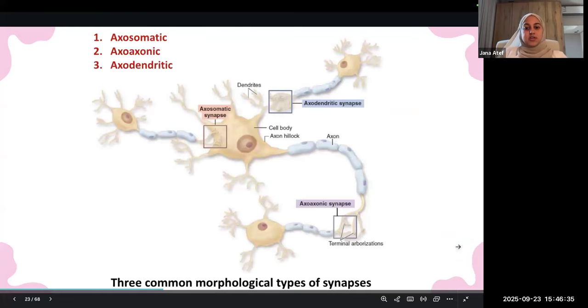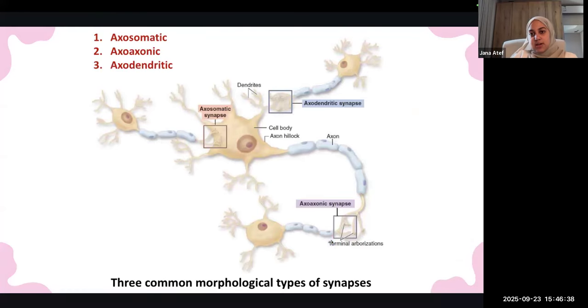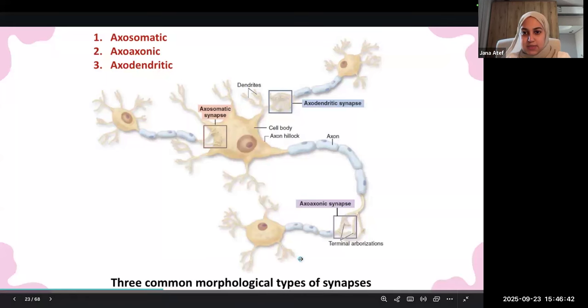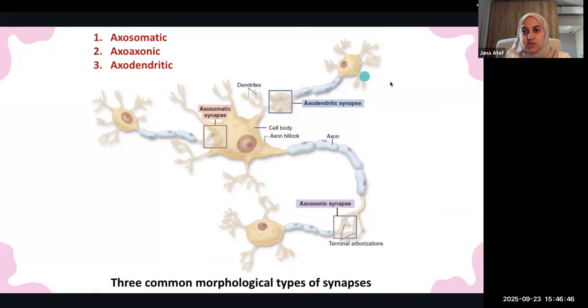So this was a slide in your presentation, but it's a very easy concept. Basically, there are different kinds of synapses. Look at this big neuron in the middle. It has these dendrites, and this is the axon.